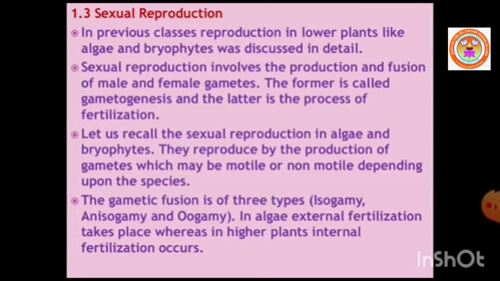Sexual reproduction in algae and bryophytes produces gametes. The gametes may be motile or non-motile, depending upon the species. In 11th standard itself we studied that the gametic fusion of algae and bryophytes is of three types: isogamy, anisogamy and oogamy. In algae, external fertilization takes place, but remember children, in higher plants, the reproduction occurs internally. So internal fertilization occurs in flowering plants.